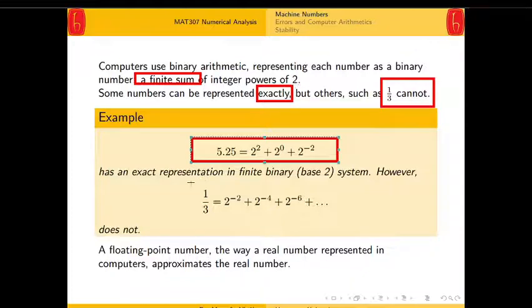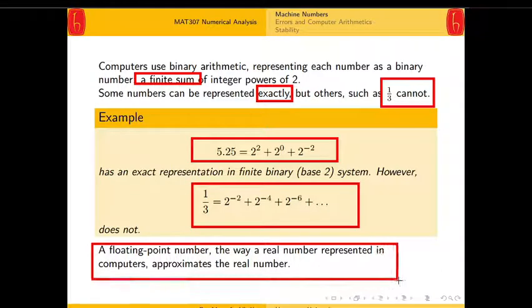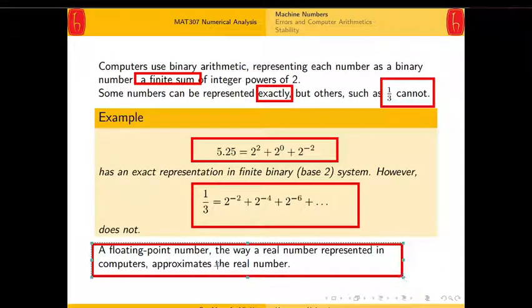But in this particular case, 1/3 will be written as 2 to the -2 plus 2 to the -4 plus 2 to the -6 plus 2 to the -8, and it continues like that. For this particular number, the sum is not finite, so this number cannot be exactly represented on a machine. A floating point number, the way a real number is represented in computers, approximates the real number. For example, in this case it is exact, but for this one, it has to be an approximation to the real number 1/3.